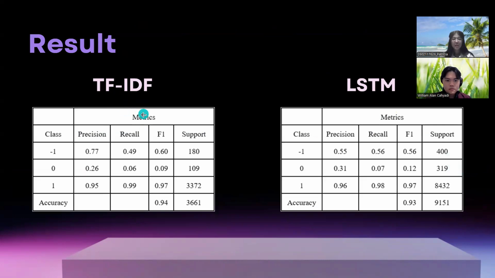The TF-IDF plus logistic regression model achieved 94% accuracy, and the F1 scores were 0.97 for positive, 0.60 for negative, and only 0.09 for neutral sentiments. It's efficient but struggles with minority classes like negative reviews. The LSTM achieved 93% accuracy and excelled at detecting negative sentiments with an F1 score of 0.56 and handled sequential patterns effectively.